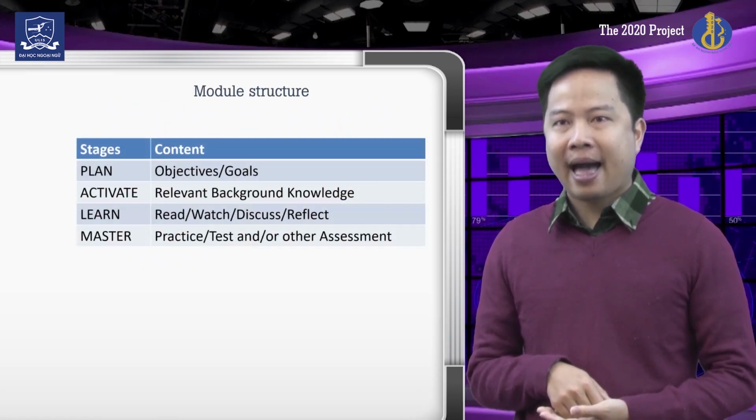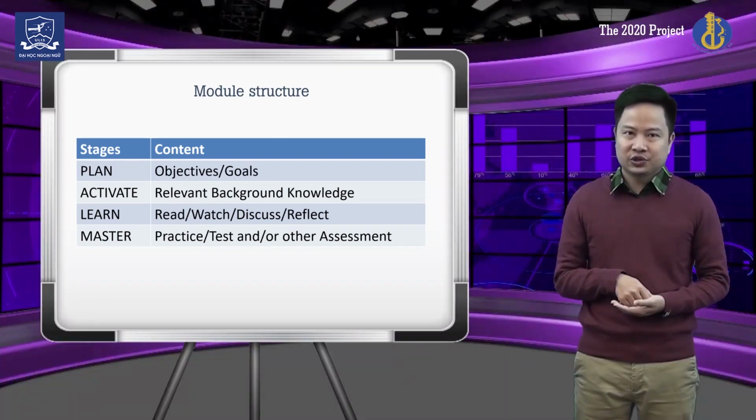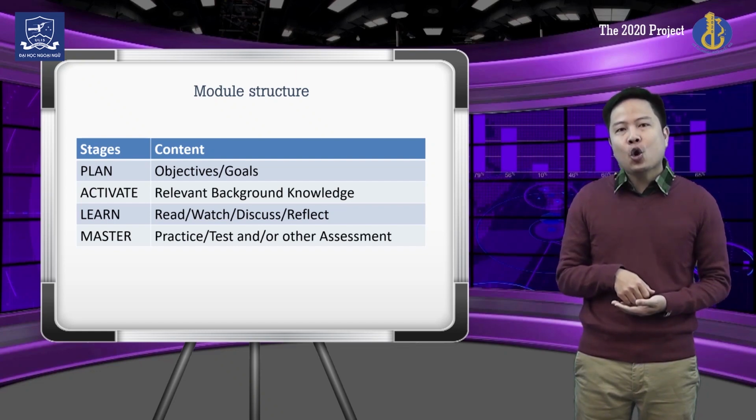In each module above, you are going to experience four major stages. First, you get to know more about the objectives and the key content of each module in the plan stage. Next, in the activate stage, you are given some guiding questions related to the key content as a prompt to activate your relevant background knowledge. As you may all have been teachers of English already, this stage will provide an opportunity to link your own experiences to the theories.